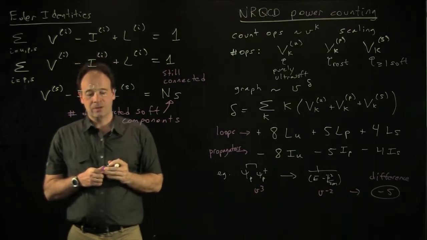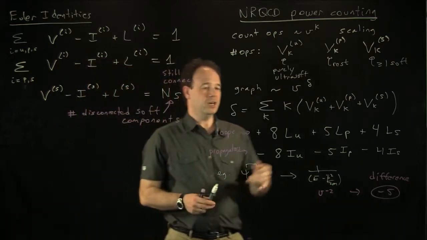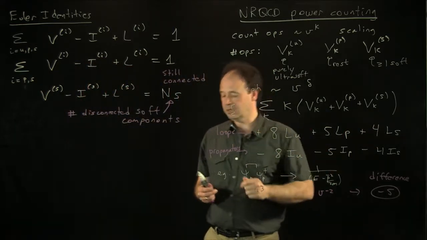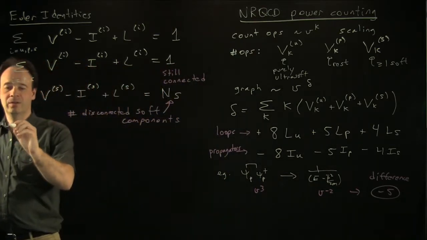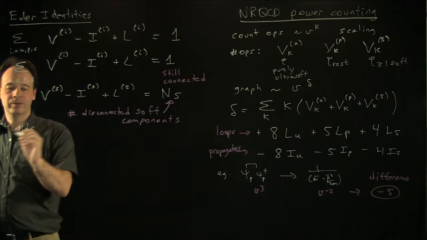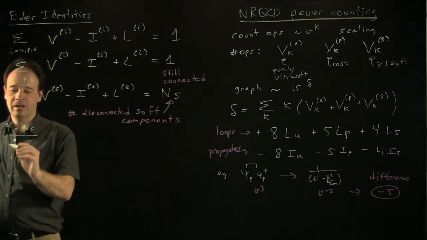OK, so that's 3 Euler identities. And we can use those 3 Euler identities to get rid of these factors here, exactly these factors. So there's some math to do that. And I'm not going to go through the math on the board. I'll leave the math for you to look at. But let me just tell you the answer of what you get for the power counting after you do that.